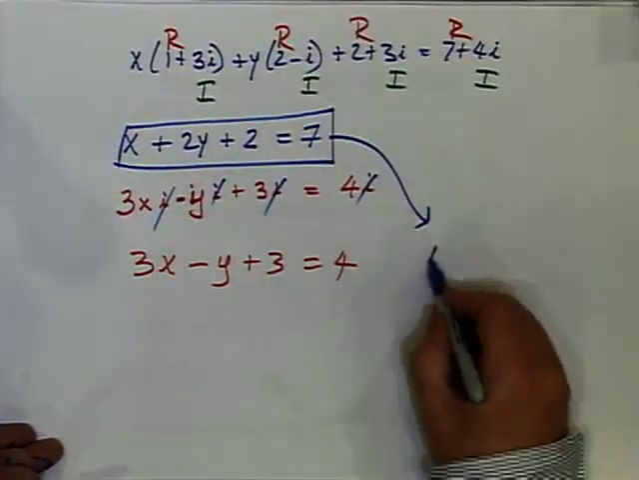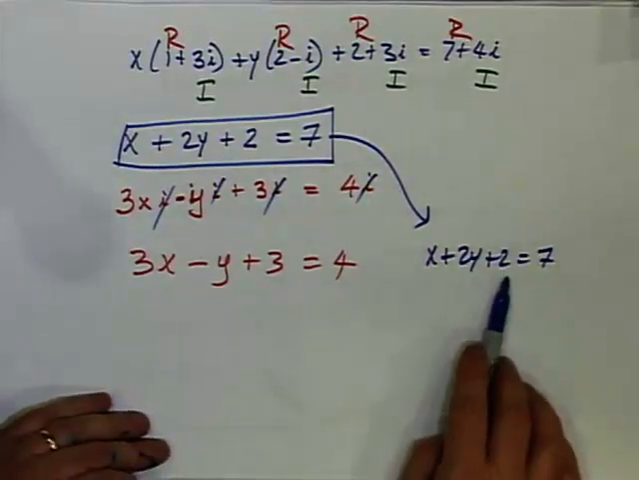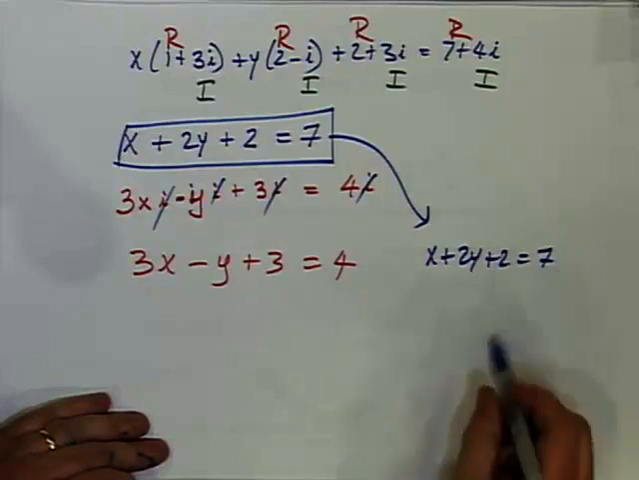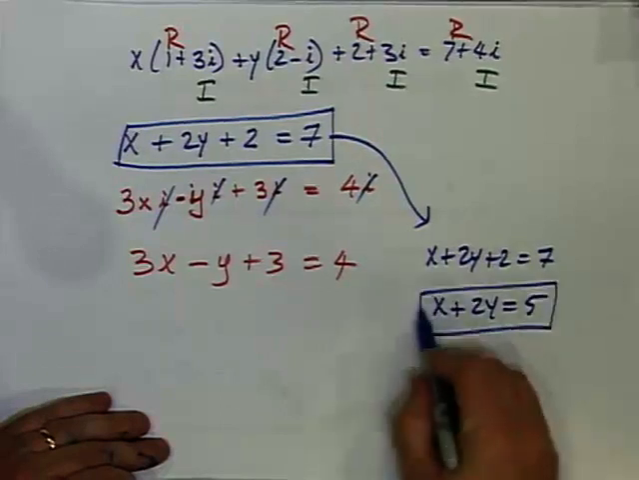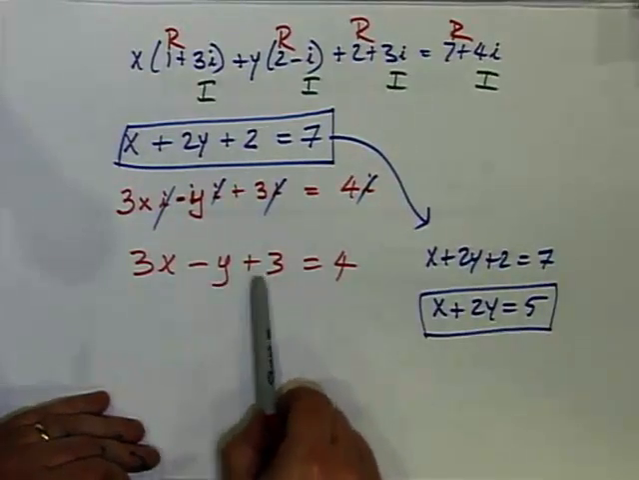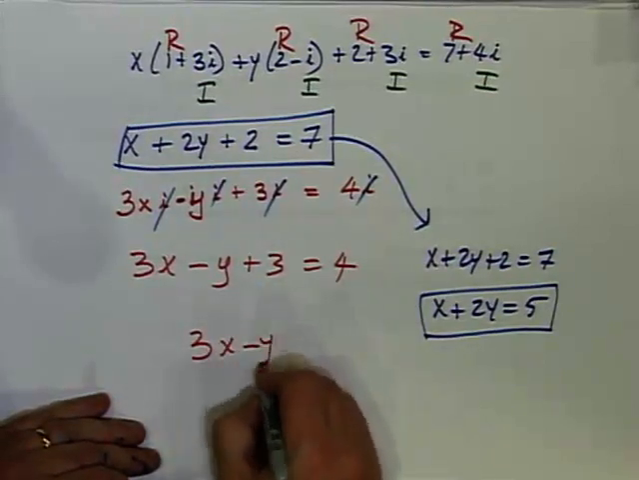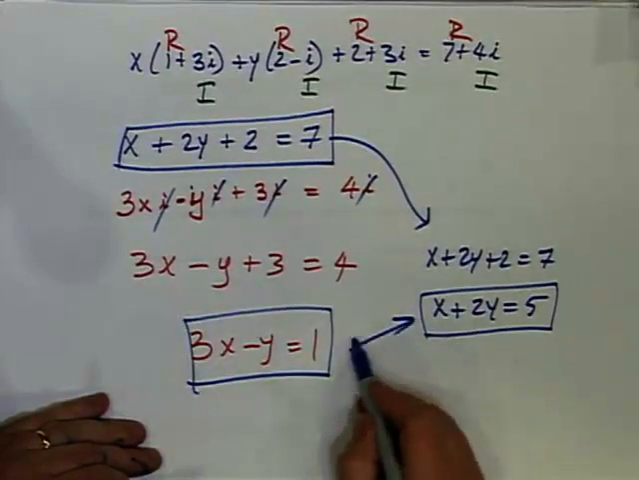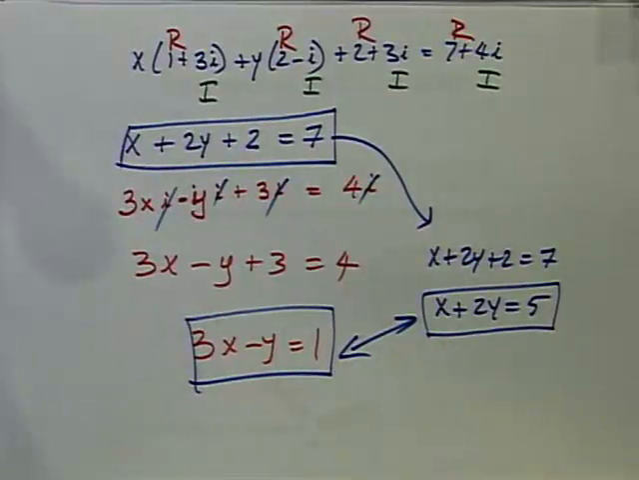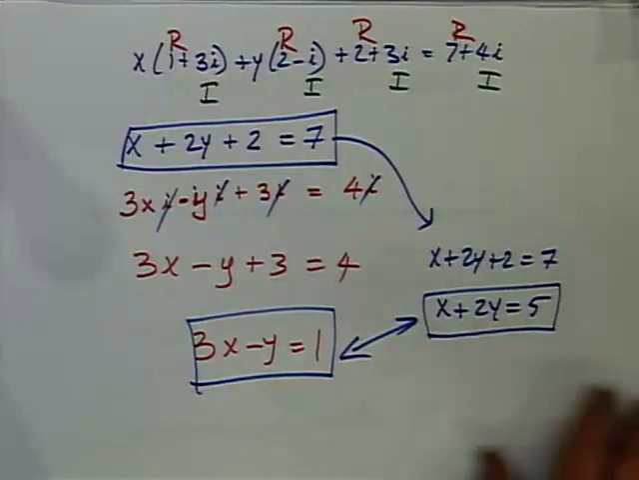Now, can we simplify that? x plus 2y plus 2 is 7. How would we normally write that? Would we get rid of the 2 and move it over? I think we'd call that x plus 2y is 5, would we? What about this here? 3x minus y plus 3 is 4. Would we move the 3 over? And we get 3x minus y is 1. Have you ever seen anything like that before? They're two simultaneous equations. Is that okay?